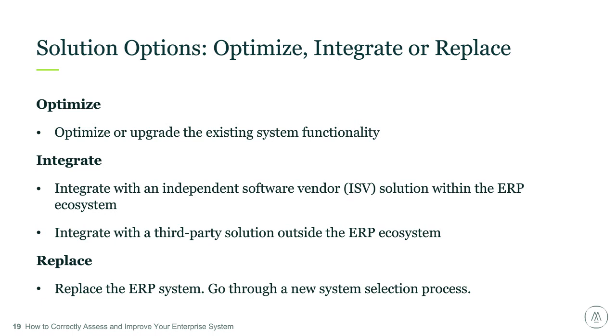You can optimize by improving the existing system functionality, or by implementing features not previously deployed, or by upgrading to a newer version of your ERP system. You can integrate with an ISV solution, integrated software vendor solution, within the ERP vendor ecosystem. Or you can integrate with a third-party solution outside of the ERP ecosystem.